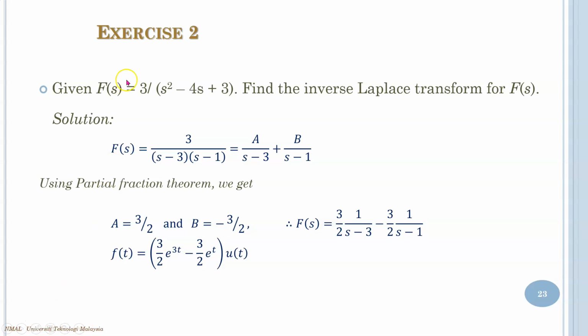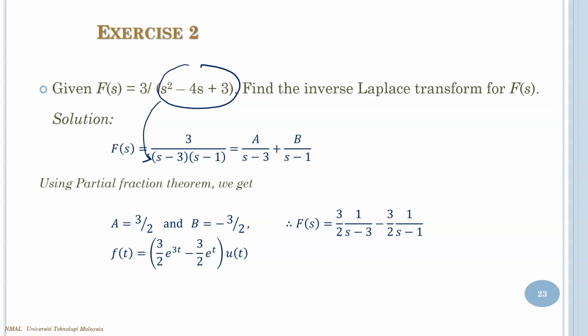Given that F(s) equals 3 divided by s squared minus 4s plus 3, find the inverse Laplace transform of F(s). First of all, in order to perform the inverse Laplace transform, we need to factorize this equation. It will become 3 over (s minus 3)(s minus 1). I hope you know how to get from here to here. I'm not going to show you; this is something you should know from engineering mathematics.